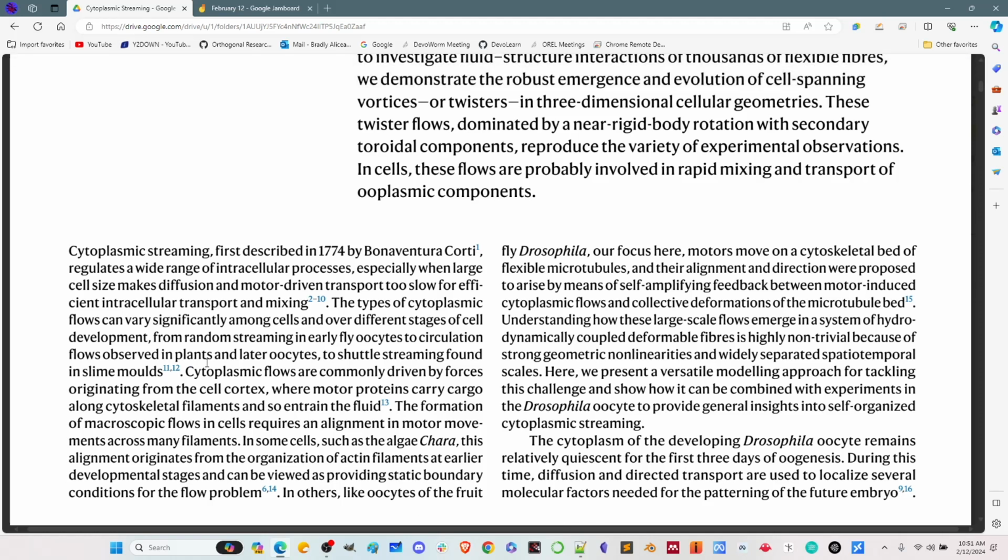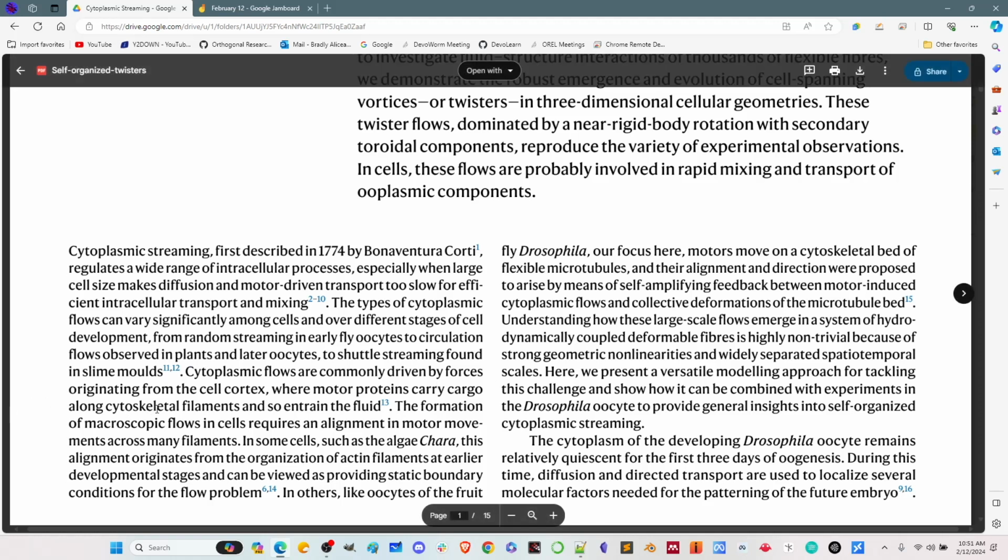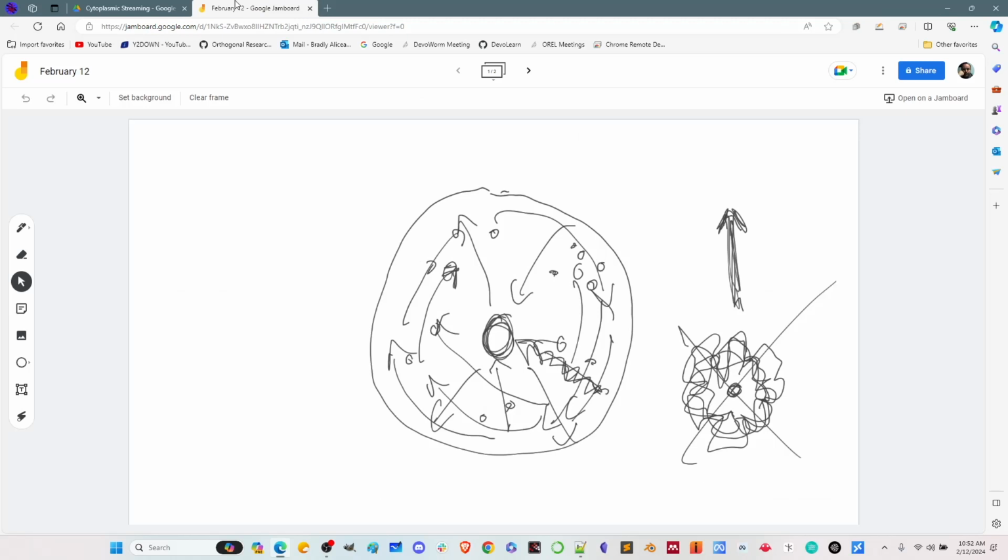And so cytoplasmic flows are commonly driven by forces originating from the cell cortex, where motor proteins carry cargo along cytoskeletal filaments and so entrain the fluid. So, of course, your cytoplasm is fluidic, and you have something like this, where the cytoplasm is in between these two lines, and you have filaments that coordinate. So the filaments organize these flows to go between them or through a set of filaments. And so you might have something like this, where it coordinates the movement.